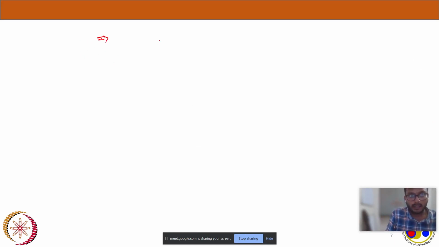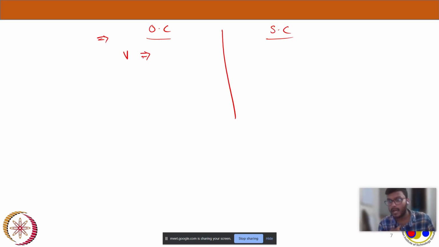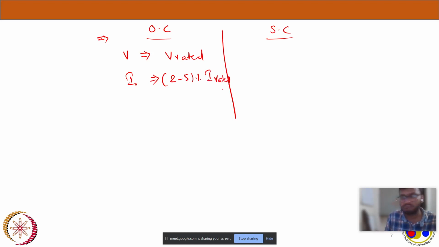See, I just did a quick comparison. Open circuit, short circuit. In the open circuit test, if you remember, I applied rated voltage to the LV side. V rated. And what is my current in that case? That is the no load current, 2 to 5% of I rated. Very less current in my open circuit.